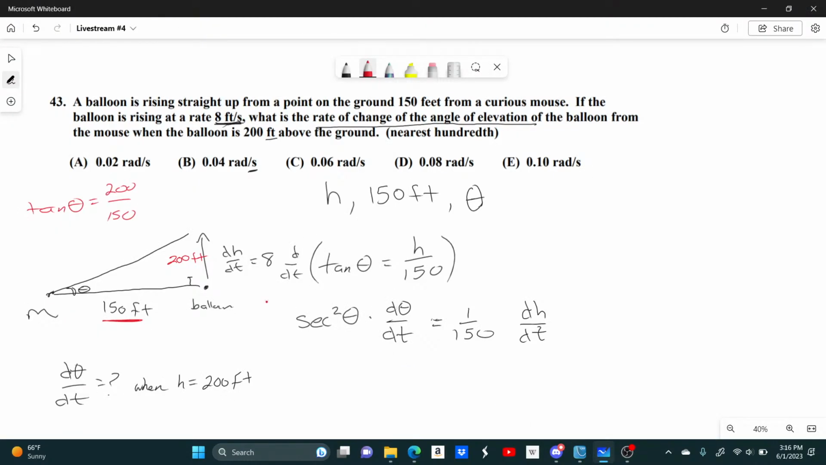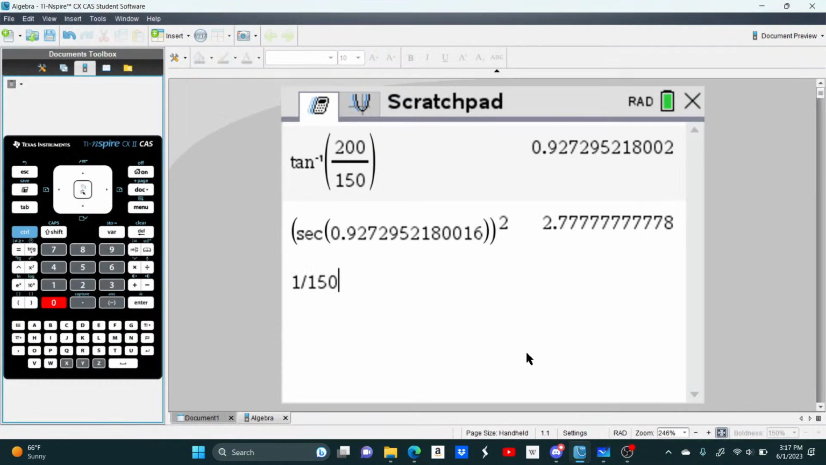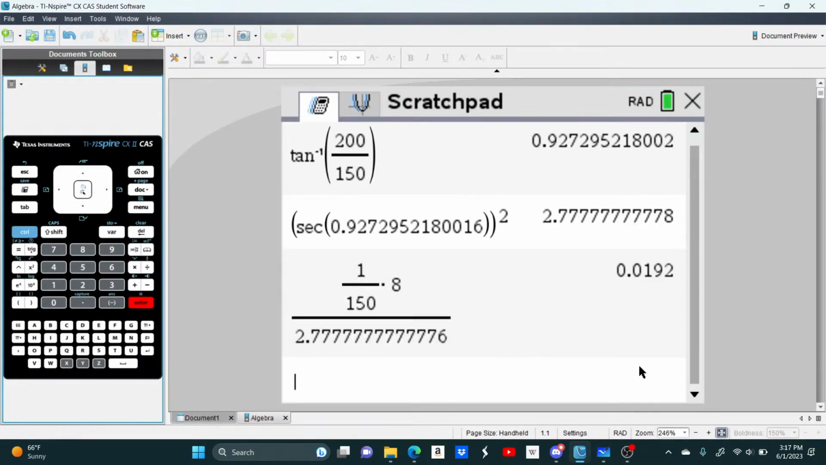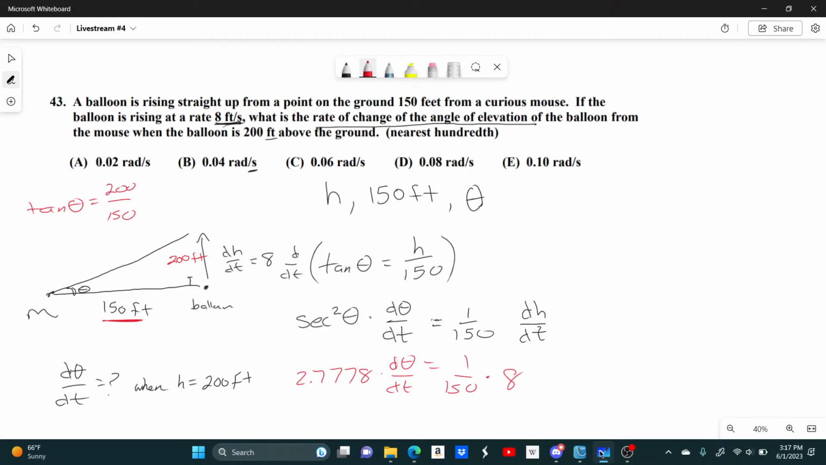So now we have everything we need. Secant squared is like 2.7778 times d theta over dt equals 1 over 150 times dh dt, which it tells us is 8. And so if we solve for d theta dt, it should be 1 over 150 times 8 divided by that, which gives us 0.0192. And it's to the nearest hundredth, so that's 0.02. Nice. That's answer choice A.